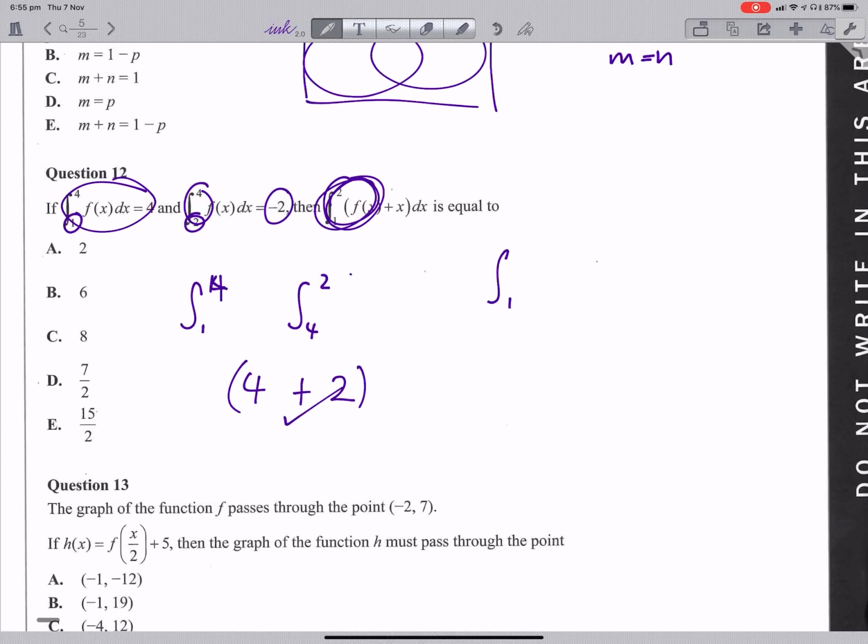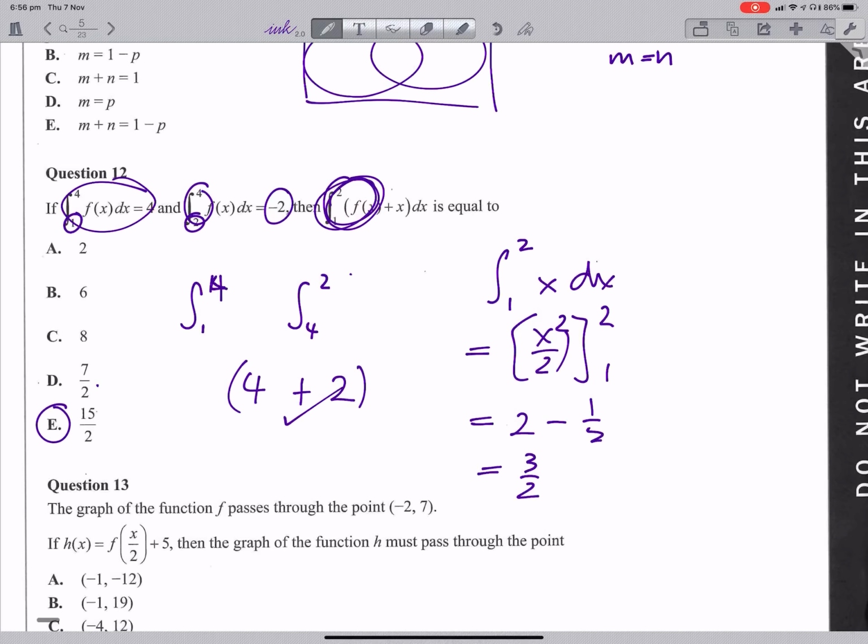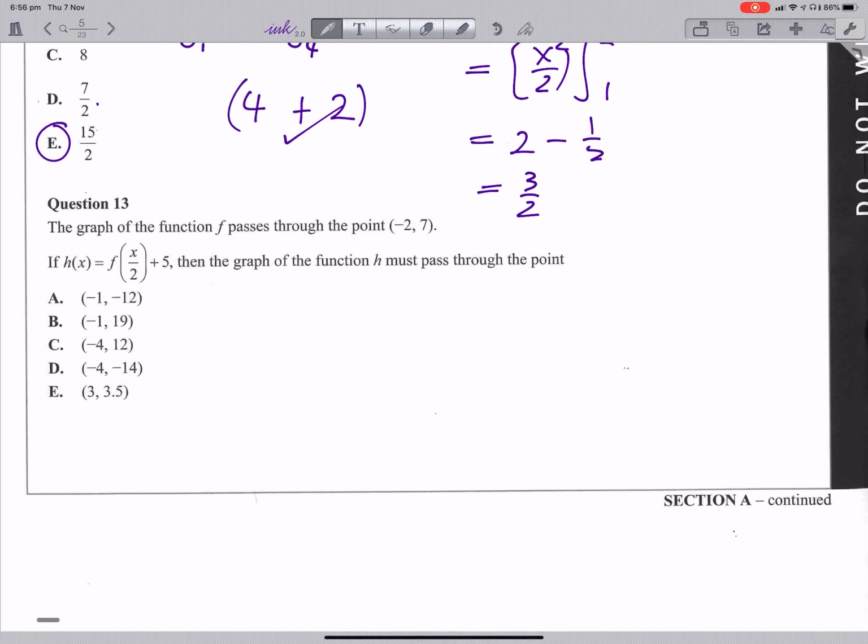So we've got to integrate 1 to 2 of x dx, which is x squared on 2 between 2 and 1. 4 on 2 is 2, minus 1 on 2 is 3 on 2, plus 6, 7.5. 15 on 2, not 7 on 2.